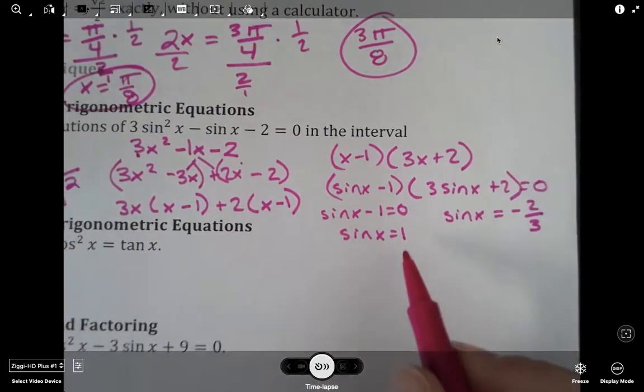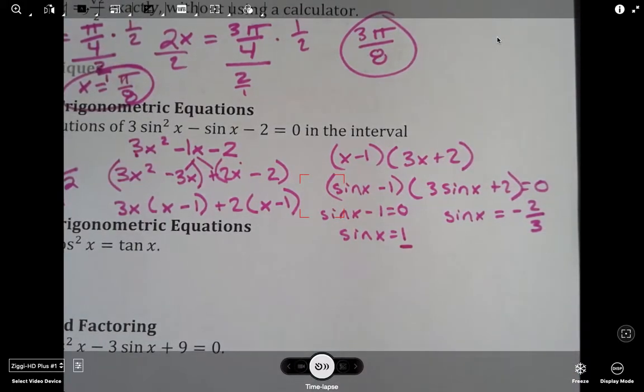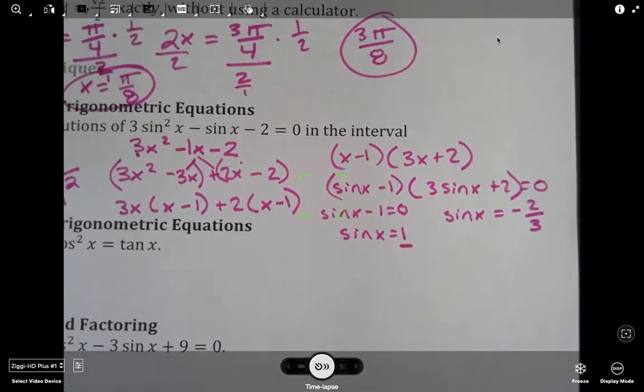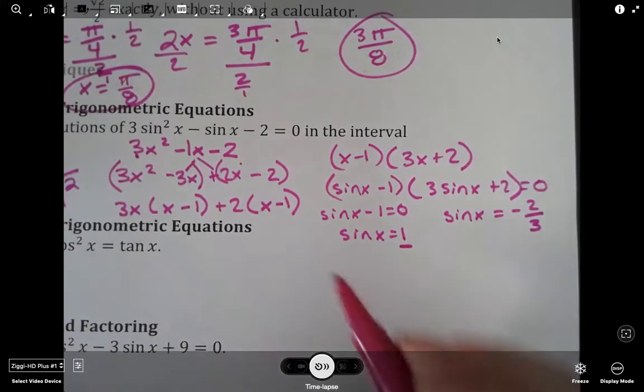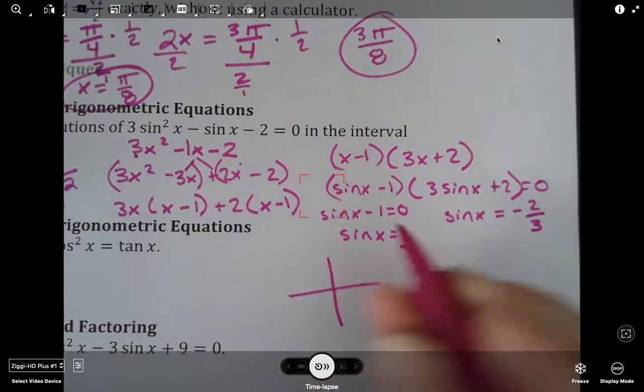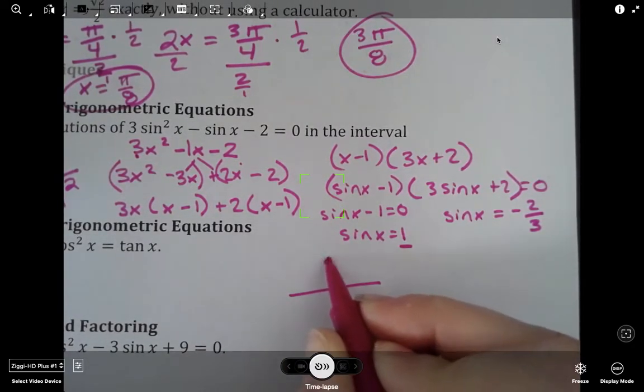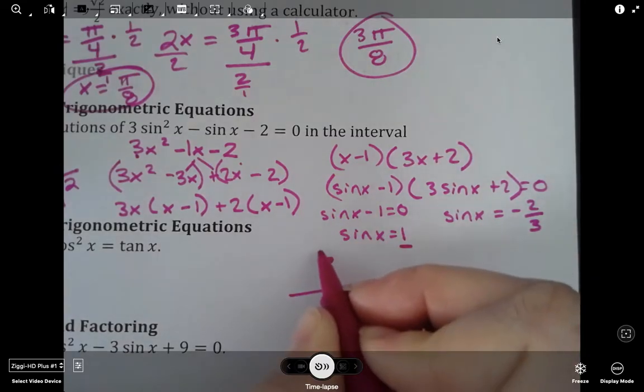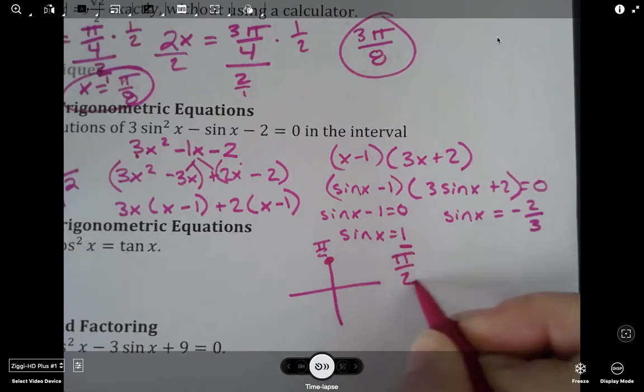So I can find on my unit circle, because I do have ones on my unit circle, where sine, or the y-coordinate, is 1. On the unit circle, where the y-coordinate is 1, up here, that is at pi over 2. So I know pi over 2 is going to be one of my answers.